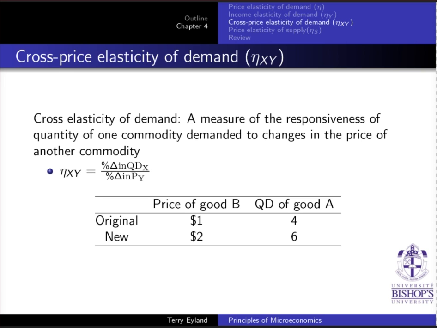is cross-price elasticity of demand. So cross-price elasticity of demand is a measure of the responsiveness of quantity of one commodity demanded to changes in the price of another commodity.